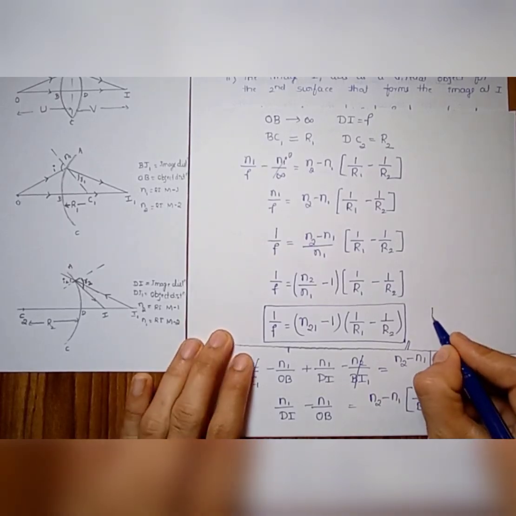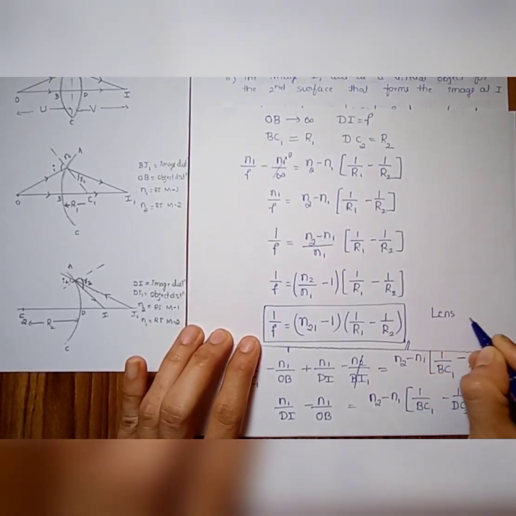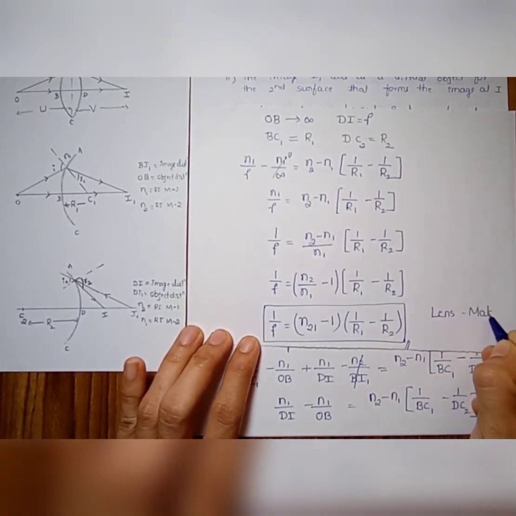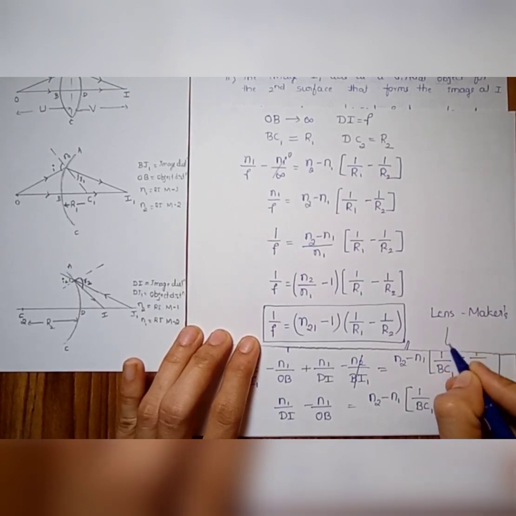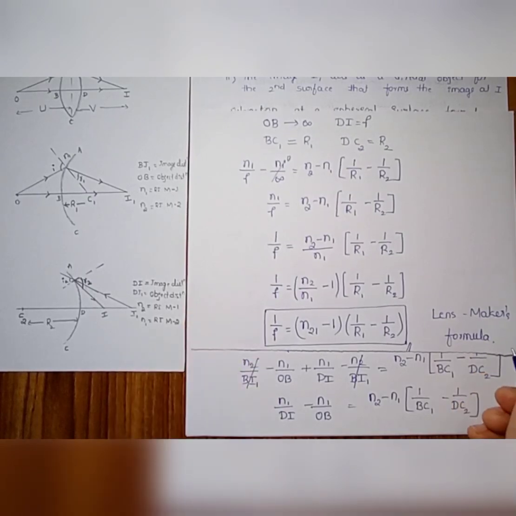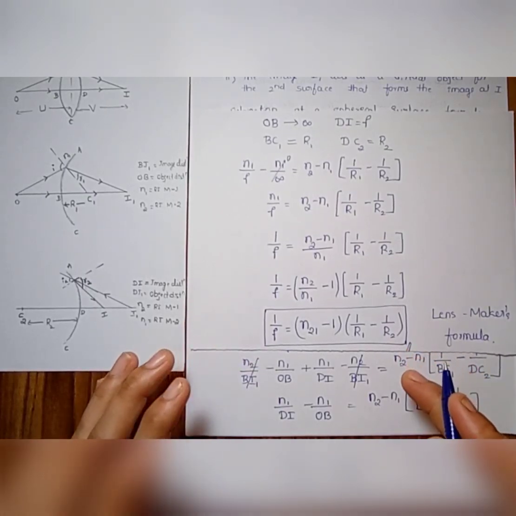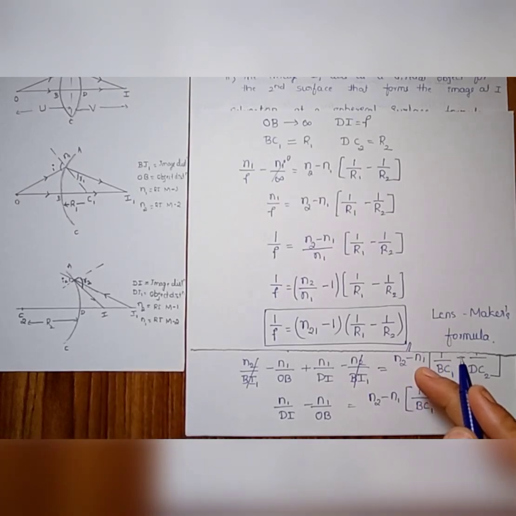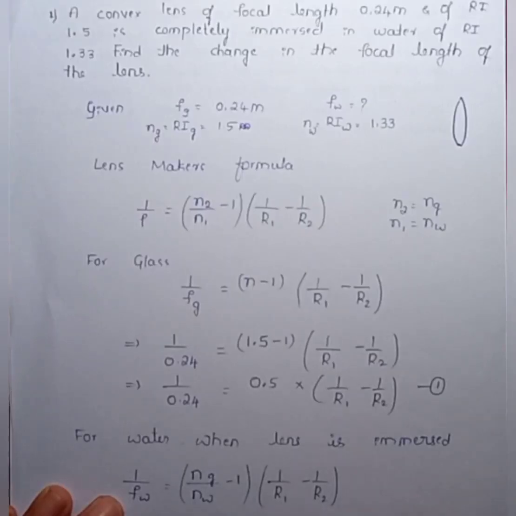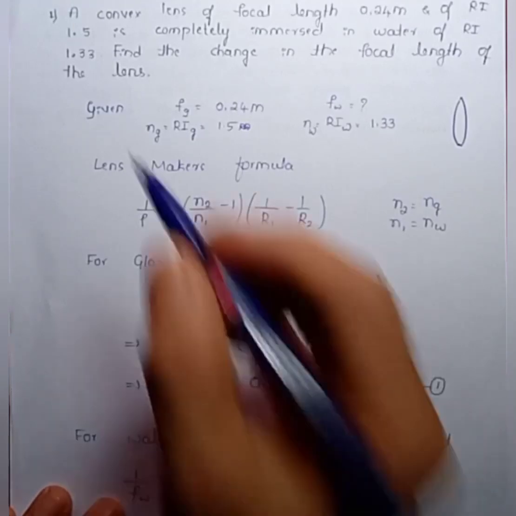And this equation is called the lens maker's formula. Based on this also, we can solve the problematic part. Now we can discuss the problematic part of the chapter Ray Optics and Optical Instruments. Let us see the first problem.